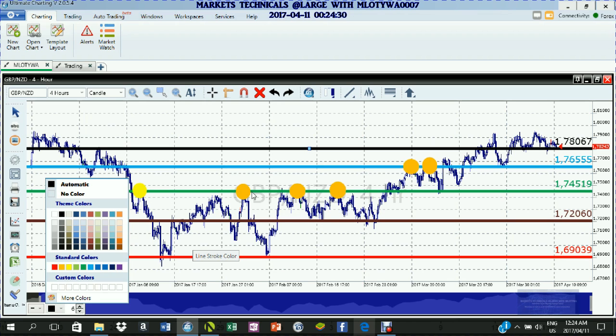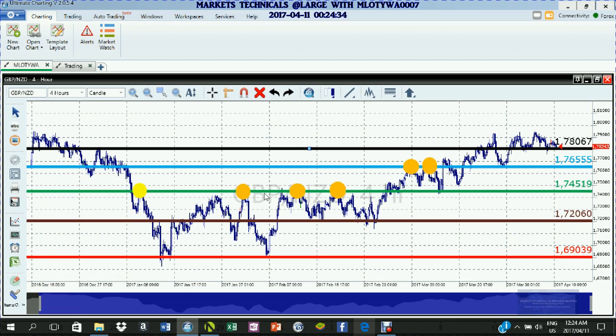You can see that this line, the green line, was preventing the market from going on top or above this rate, which is 1.7451. But then eventually the market managed to break through this rate, and the same rate became the support of the market. Previously it was a resistance, now a support. So that's how the market moves, guys.